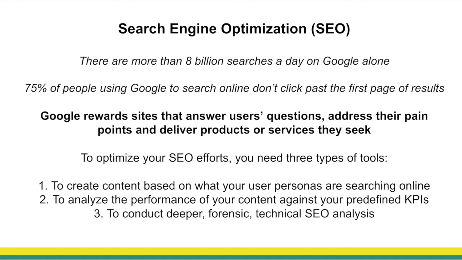Fortunately, one thing Google hasn't done in the last decade is downgrade the value of incorporating the right keywords into quality content based on what your customers are actually searching for. In fact, Google rewards sites that answer users' questions, address their pain points, and deliver products or services they seek. So the solution isn't to forego your content marketing strategy, but to update it to incorporate the latest SEO best practices. In addition to following my guide on web designing for SEO and UX, which you can find now on customerengagementinsider.com, you need three types of tools to develop, monitor, and optimize SEO content.